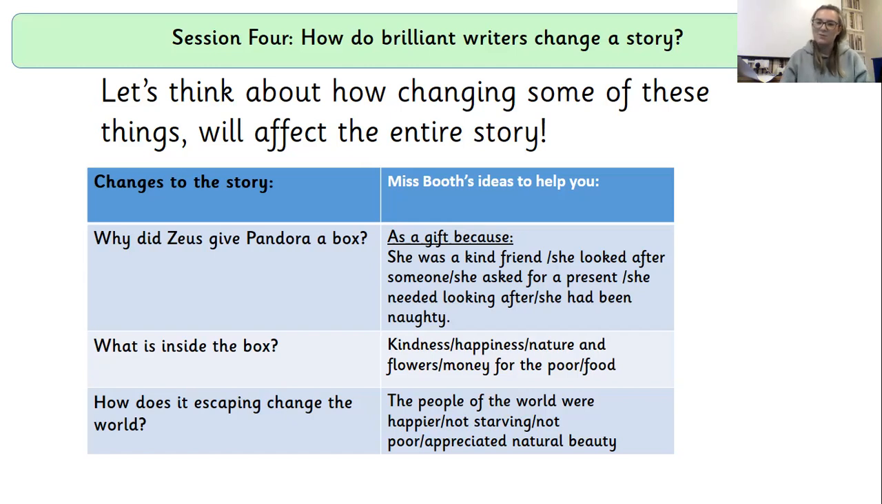Right, okay then, so we've just got the last box to do, and then we're done for today, which is a nice speedy one today. So this is one where you're going to really need to think. How does that escaping from the box change the world?